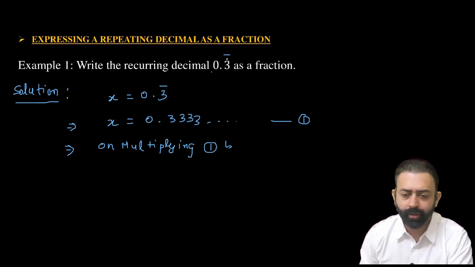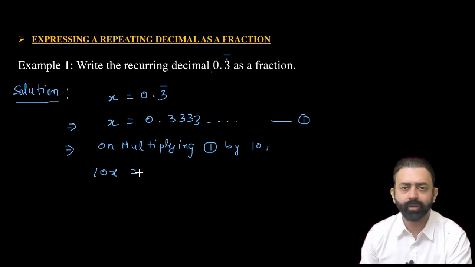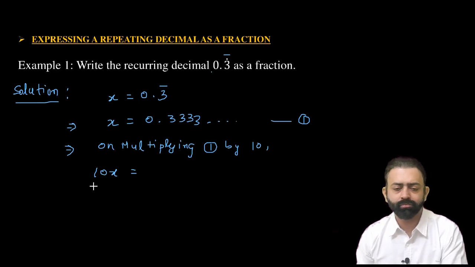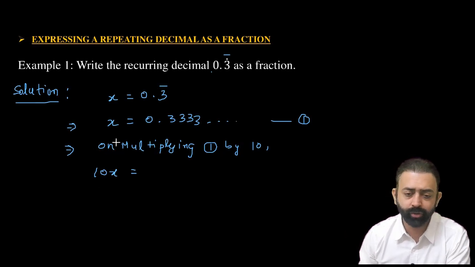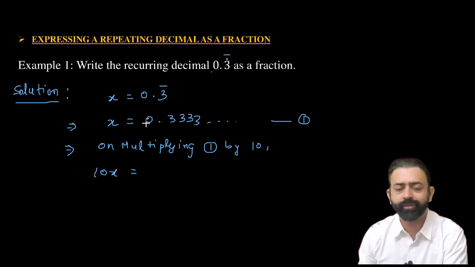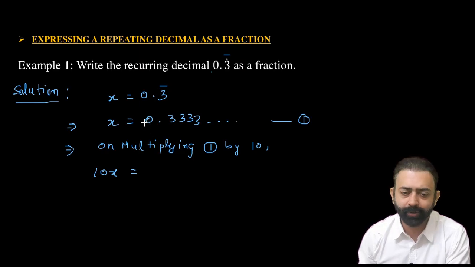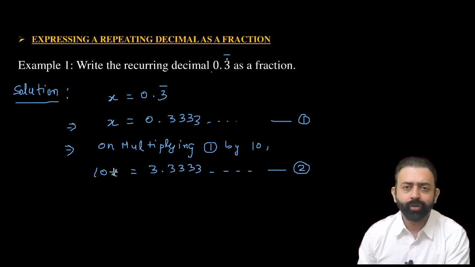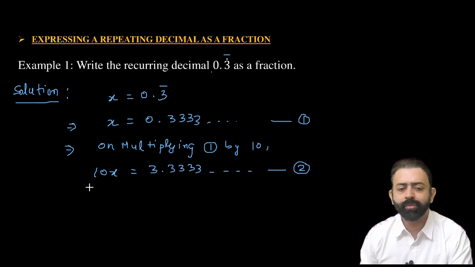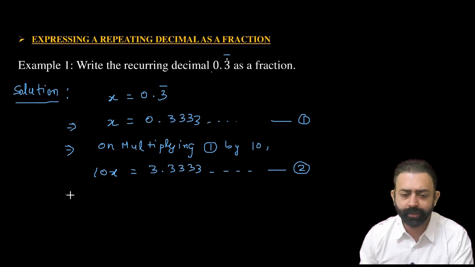equation number 1 by 10, we get 10 times x is equal to, now whenever we multiply any decimal number with 10 or 100, the decimal will be shifted by those many places to the right. So this point will be shifted towards right by a single decimal place. So this will be 3.3333 and so on, right? So you can name this as equation number 2, right? Now what you need to do is, we need to subtract equation number 1 from equation number 2. This is my third step.